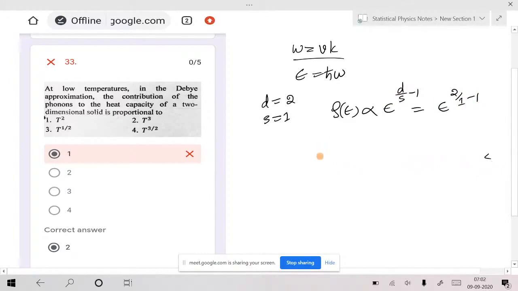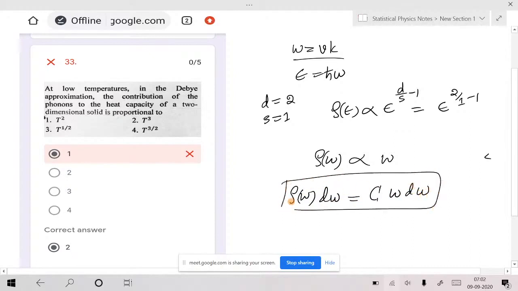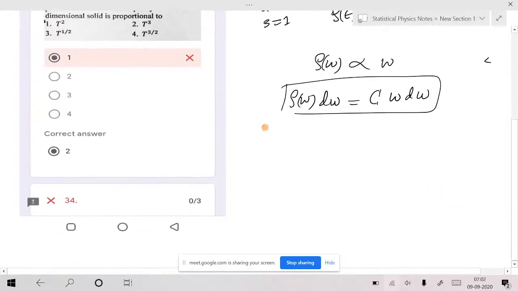Am I right? So you can write rho of omega proportional to, look at here, energy is related to omega. So rho of omega is E power 1, that is proportional to omega. That's why rho of omega d omega you can write as some constant into omega d omega. You can quickly grab rho of omega d omega. Then you should go for the energy idea, that is integral from 0 to some omega D. Again, how do you write h bar omega?